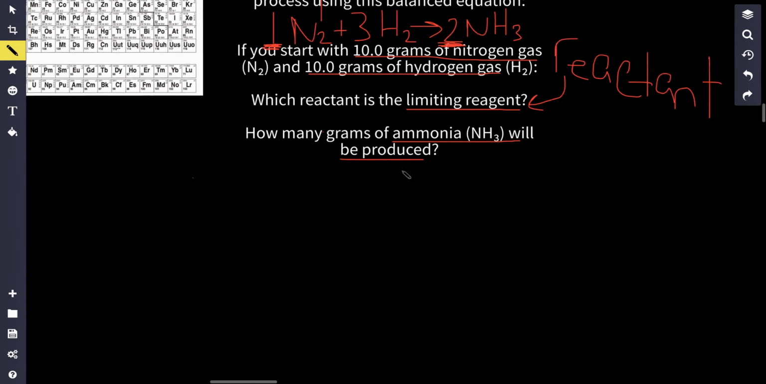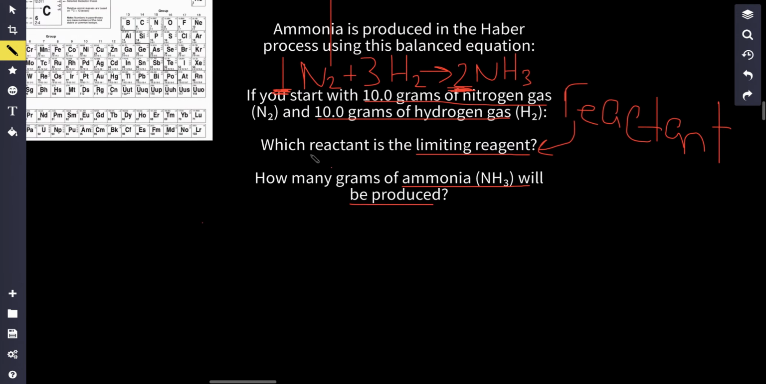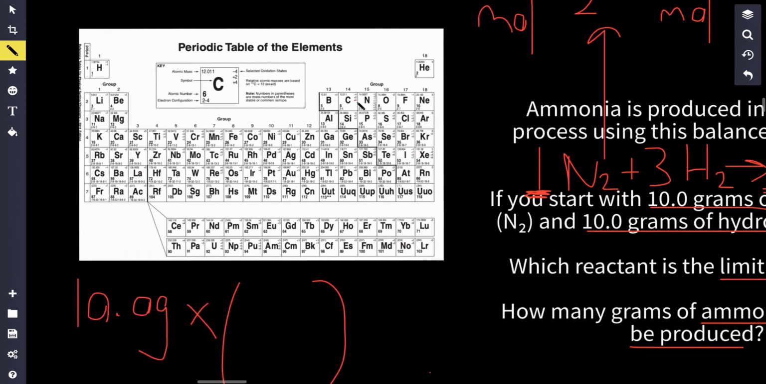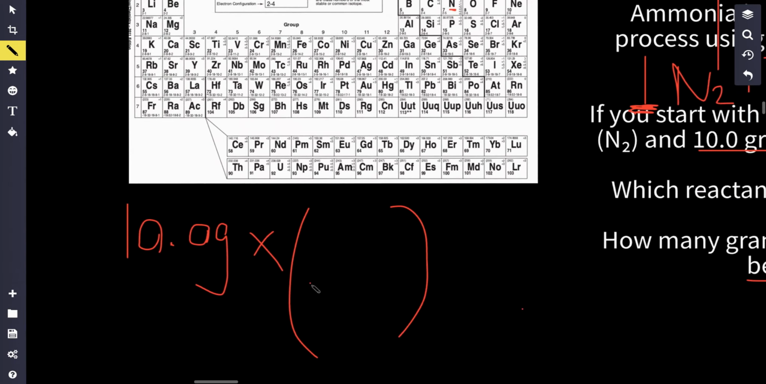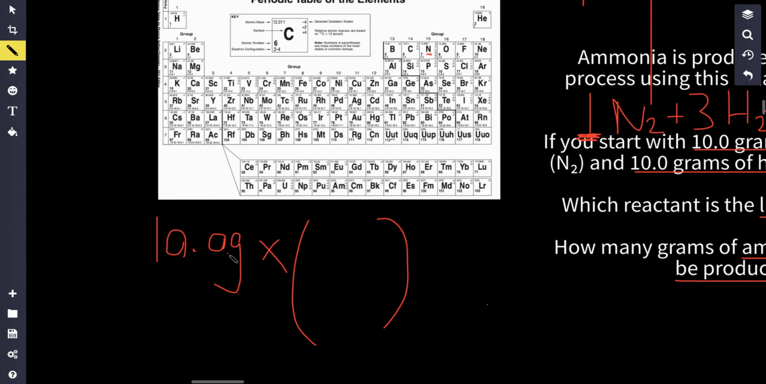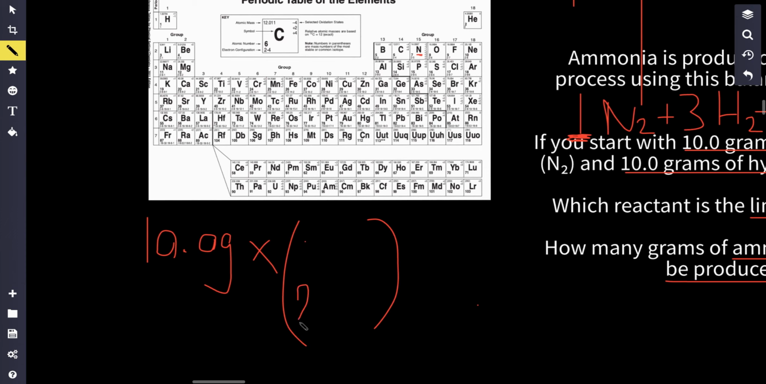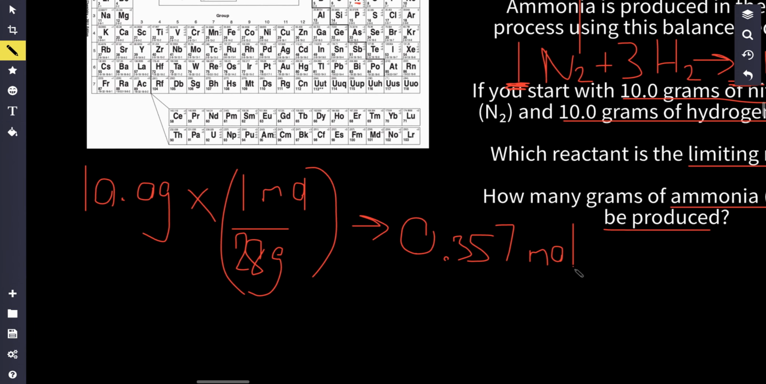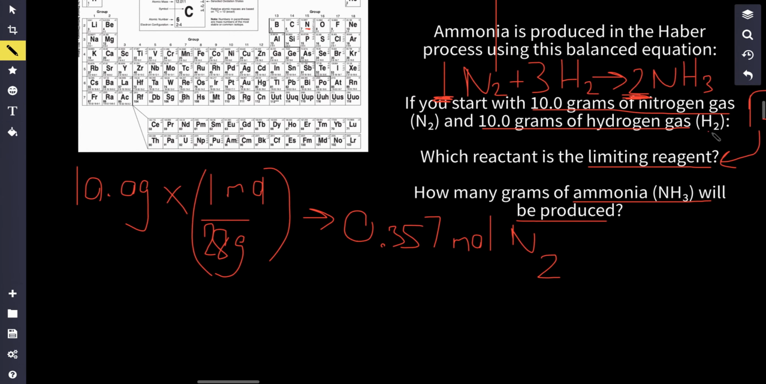So in this case, which reactant is the limiting reactant? Well, I have 10.0 grams of nitrogen gas. Now we're going to have to convert this to moles because of the mole ratios. So for nitrogen, that's about 14 grams, so N2 is going to be 2 times 14, which is 28 grams for every 1 mole. And if I do this, this is going to be around 0.357 moles of N2.